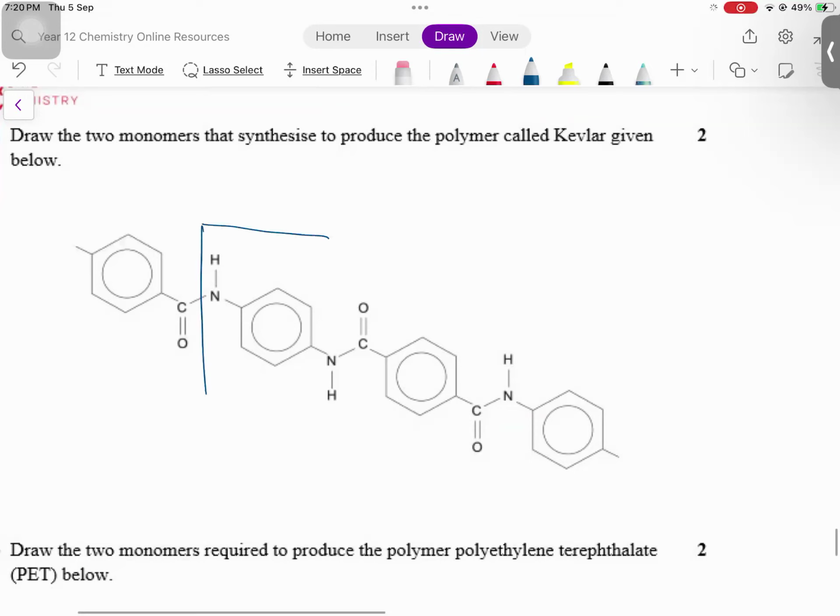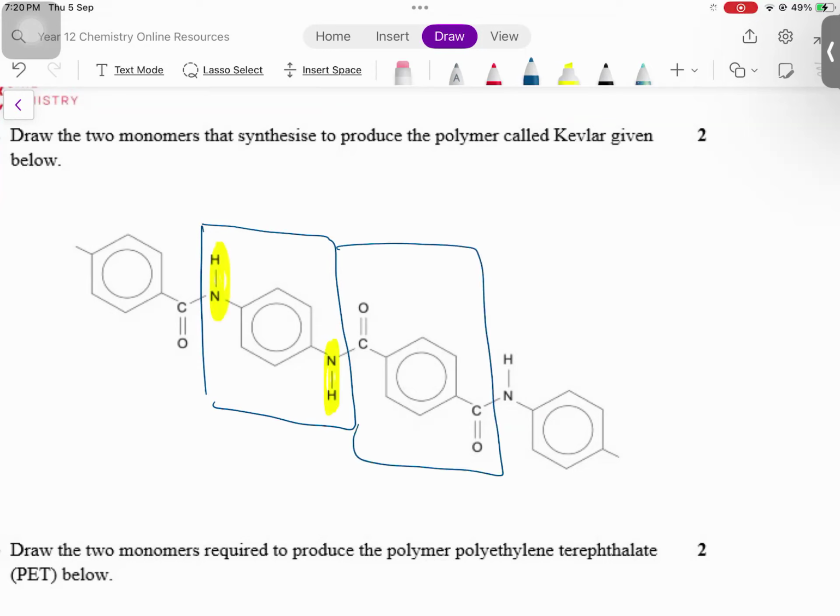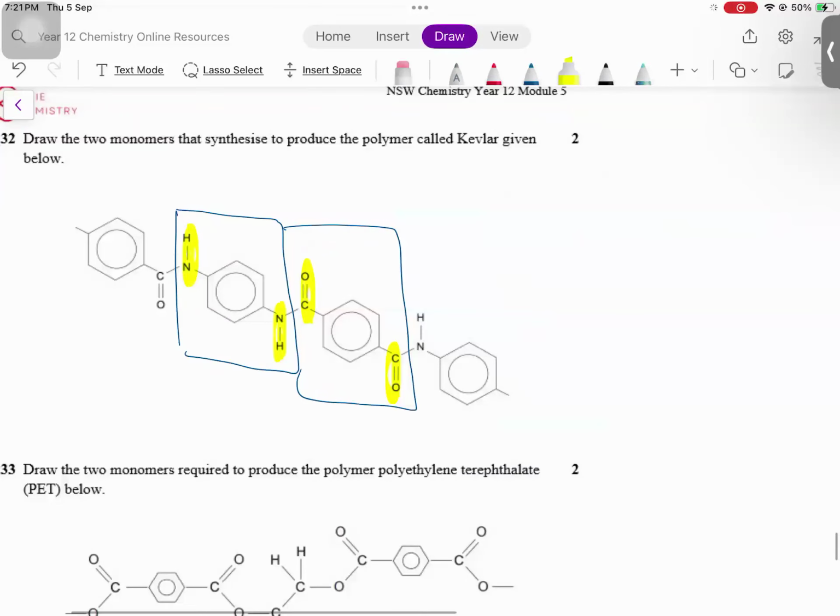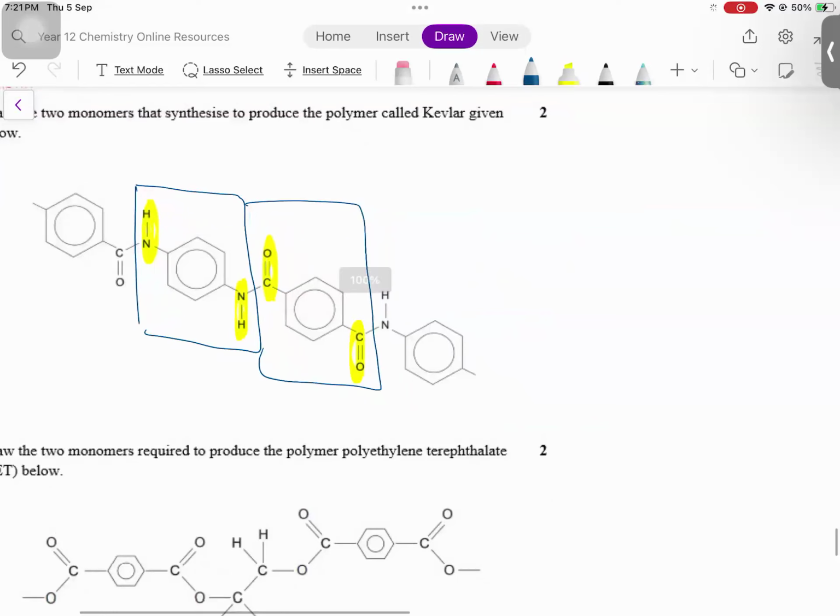So this is 1 because I have the NH functional group, and then this is the other because I have the CO functional group. Now, because it's a nitrogen and not an oxygen, I can see that this is an amide link. So when I go back to draw the monomers and refill my functional groups, I'm going to make a carboxyl functional group and I'm going to make an amine functional group.